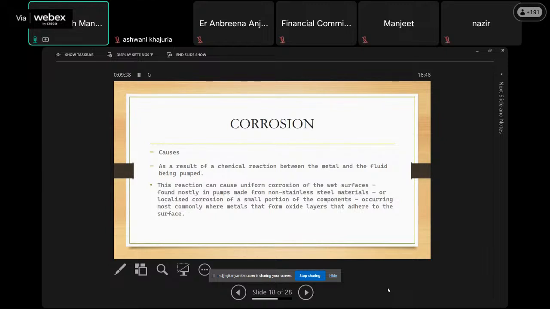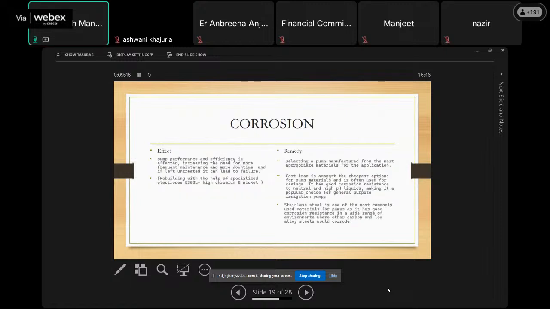Corrosion can also occur on a small portion of the components, occurring mostly where the metals form oxide layers that adhere to the surfaces. So what are the effects? The effects of the corrosion are reduced efficiency and reduced performance of the pump. If it is not treated well in time, it can lead to the failure of the pump.